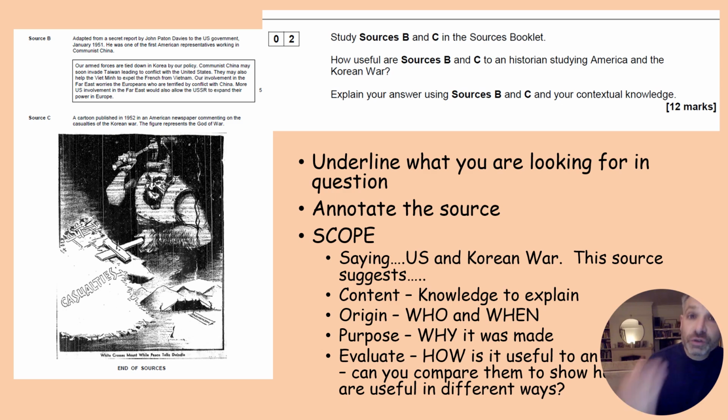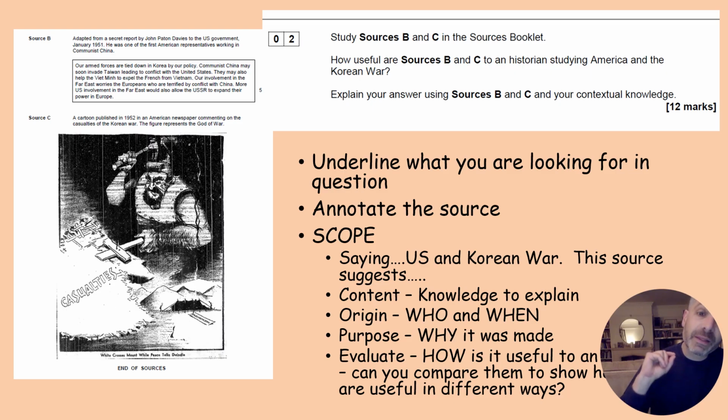Then content or contextual knowledge. You've got to use some knowledge to explain what it says. Now you can agree with it or possibly disagree with it, but you've got to say, and I'm going to use my knowledge to explain this. Thirdly and fourthly, I'll put those together, the O and the P are the origin and purpose.